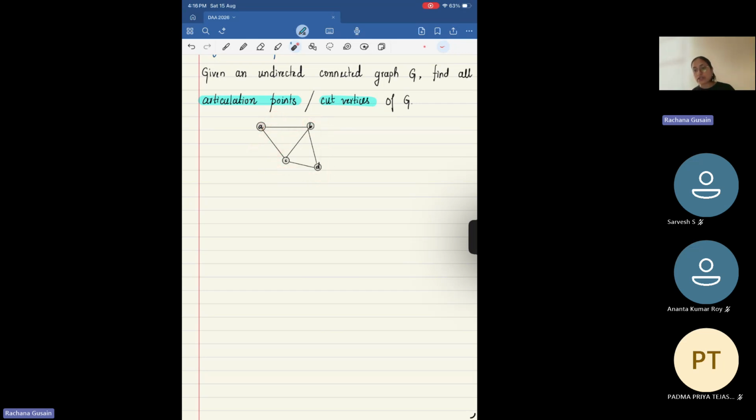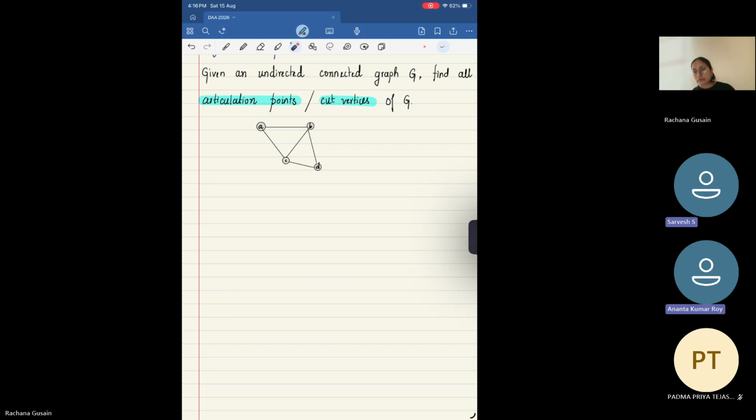I hope all of you understand what a connected graph is. What do we mean by an undirected connected graph? If you take any pair of vertices in that graph, let's say U and V, there must be a path from U to V. If that is satisfied for every pair of vertices, the graph is a connected graph.